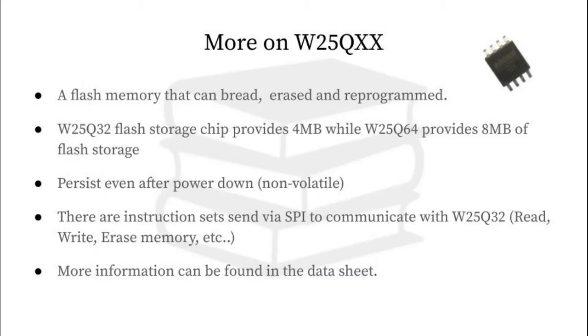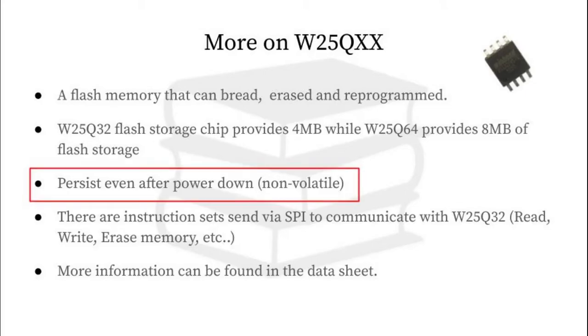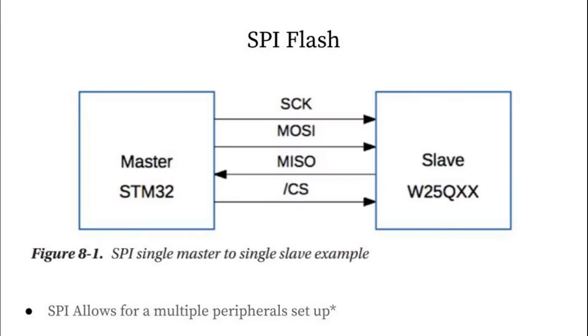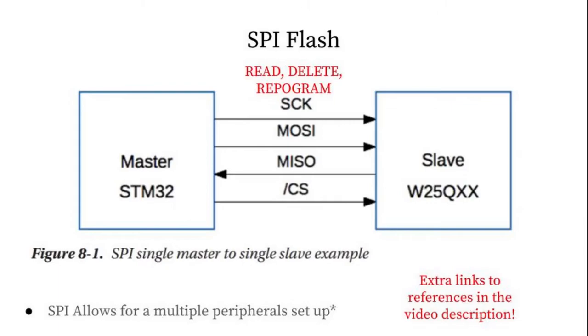Now, the book uses Winbond W25Q32 or W25Q64 flash storage chips as its example. Flash storage chips are basically memories which can be read, erased, and reprogrammed. It is non-volatile, which means that the memory persists even after power down. The general idea is this: we're going to send instructions to the Winbond flash storage chips through the SPI interface, telling it to read a block of memory or delete a block of memory. For those who are interested, more information can be found in the datasheet, which I have linked in the video description below.